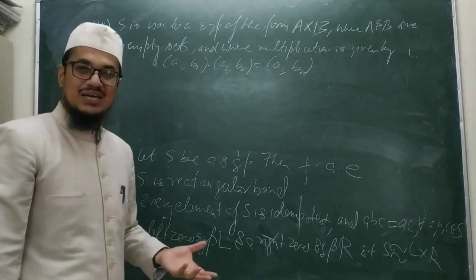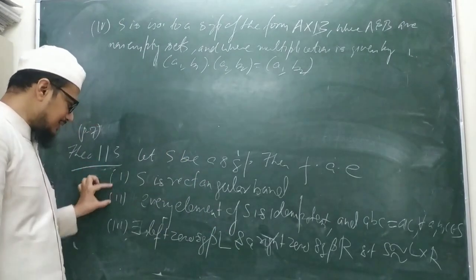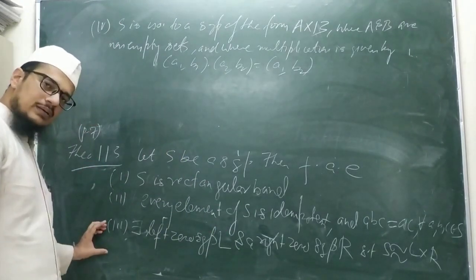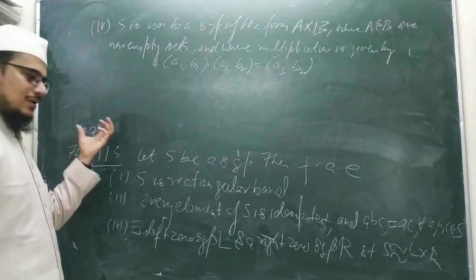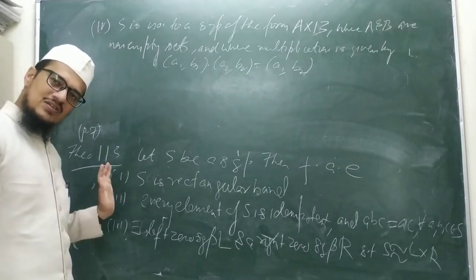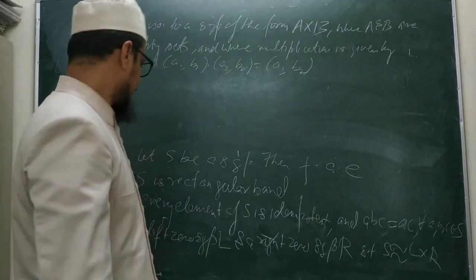So how to prove such type of theorems? What is the approach? The approach is that we prove first implies second, and then we prove second implies third, and then we prove third implies fourth, and finally we prove fourth implies first. In this way, this result will be proved. Correct?